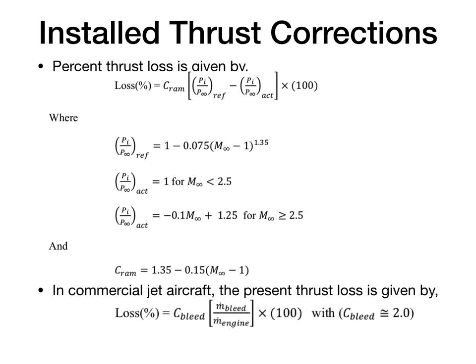The actual pressure recovery ratio can vary depending on the inlet design, which is based on an ideal mixed compression isentropic spike inlet. In commercial jet aircraft, air is bled from the engines to circulate inside the cabin. The amount of bleed air is typically 1 to 5% of the total engine mass flow. The thrust is proportional to the mass flow rate, that is, T = T reference × (m dot / m dot reference). So the use of bleed air reduces the engine thrust. However, it has a disproportionate effect, where the percentage loss in thrust is given by C_bleed × (m dot bleed / m dot engine) × 100, where C_bleed is almost equal to 2.